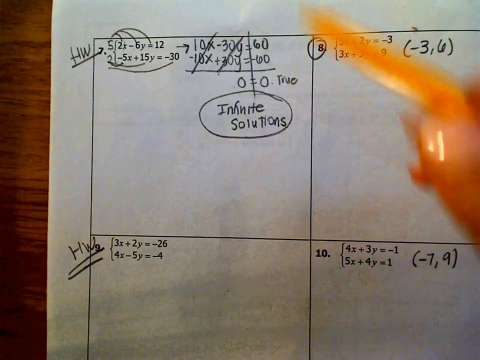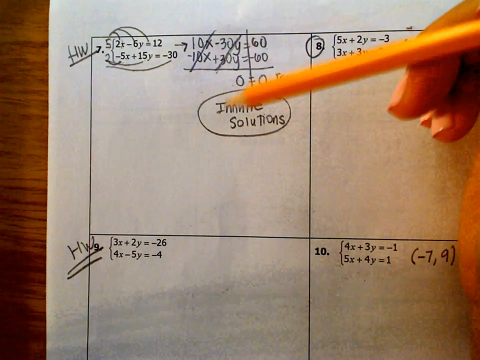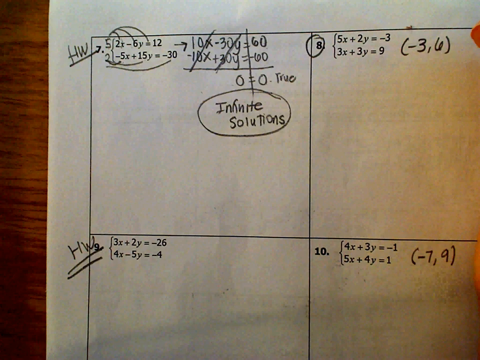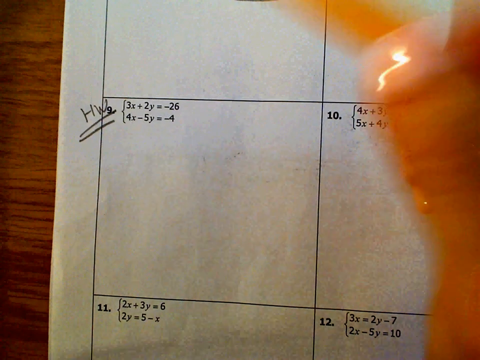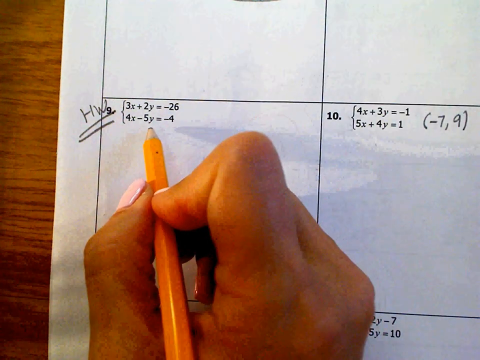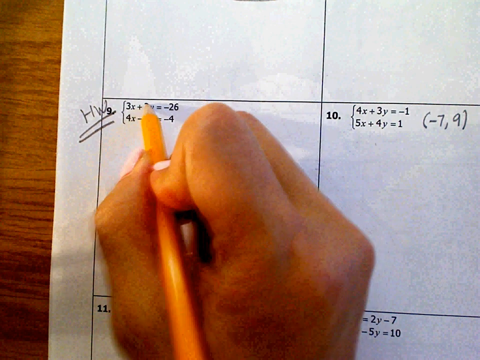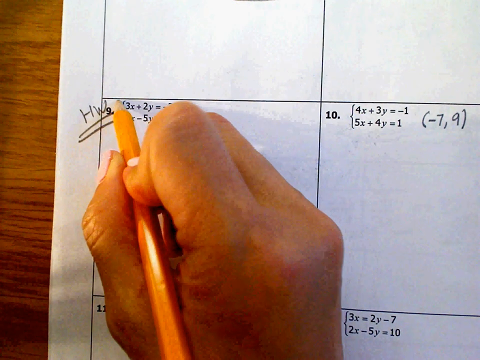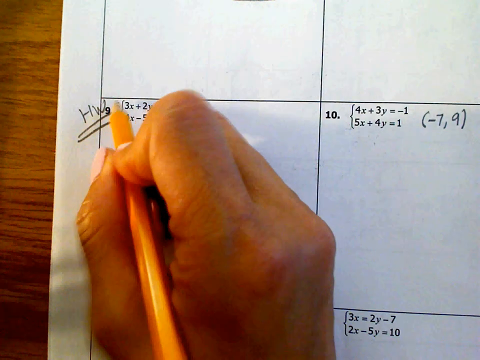Again, if you need to try this again, rewind the video or do it on your own on a separate sheet of paper, please, please, please do. That'll help you, and it only takes a few more minutes. All right, number 9. Since I eliminated the x's the last time, I'm going to eliminate the y's this time. So I'm going to bring the 2 down here. I'm going to bring the 5 up here. And one of them's negative already, so I'm just going to let these stay positive.